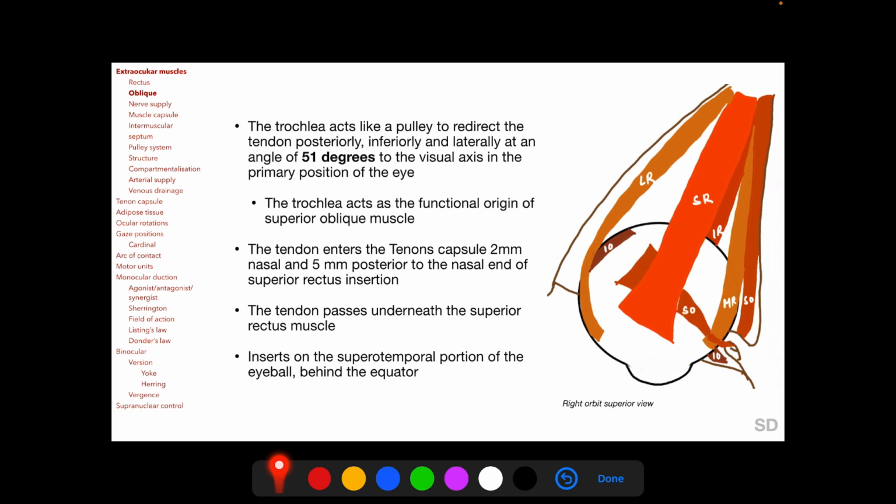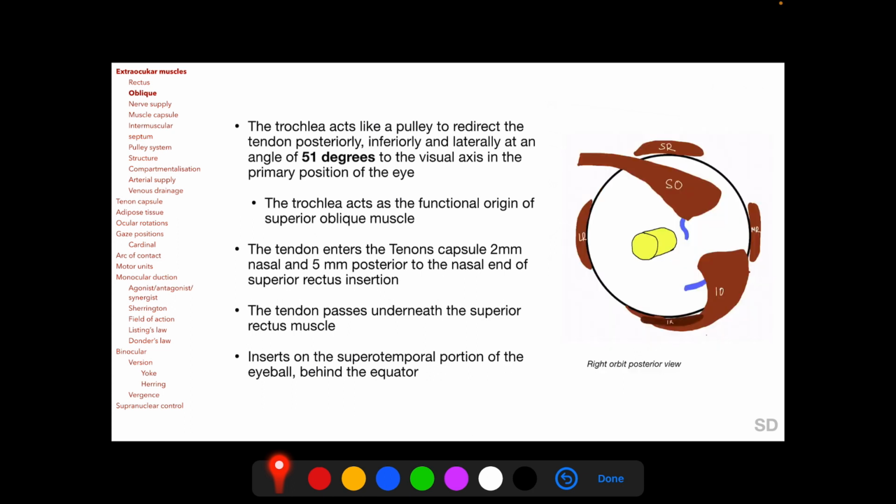The tendon then passes under the superior rectus muscle as shown in this diagram and inserts on the superotemporal portion of the eyeball behind the equator. So this is the posterior view showing the insertion of the superior oblique muscle after passing underneath the superior rectus muscle and closely related to the superotemporal vortex vein. The orientation, 51 degrees to the visual axis in the primary position of the eye, and the insertion behind the equator is important to remember.